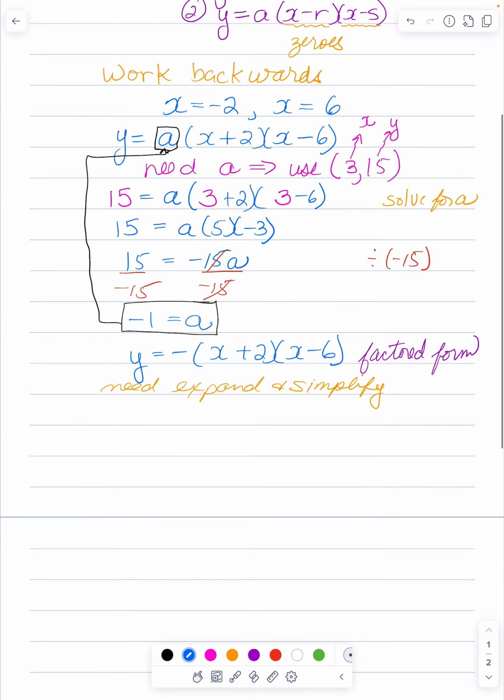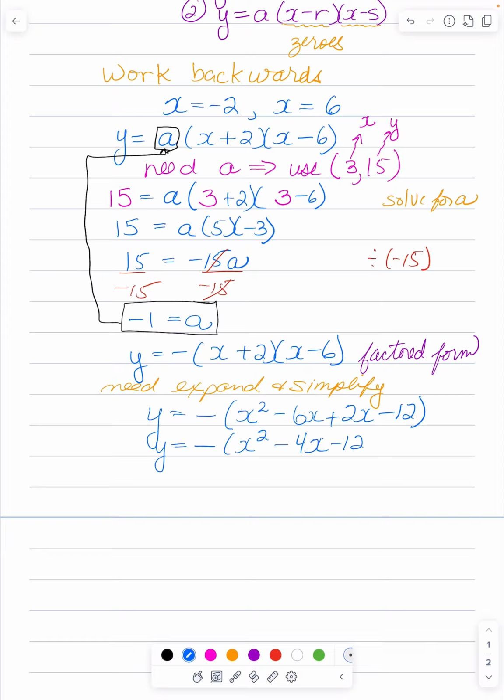To expand and simplify, I'm going to leave the negative sign where it is. I'm going to multiply the first terms to get x squared, the outer terms to give me -6x, the inner terms to give me plus 2x, and then the last terms to give me -12. I'm going to simplify inside the bracket first by collecting like terms. -6 plus 2 gives me -4x, minus 12. And then I'm going to distribute this negative sign in, which gives -x squared plus 4x plus 12.